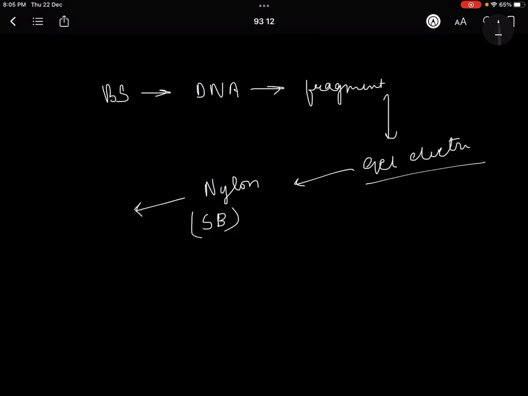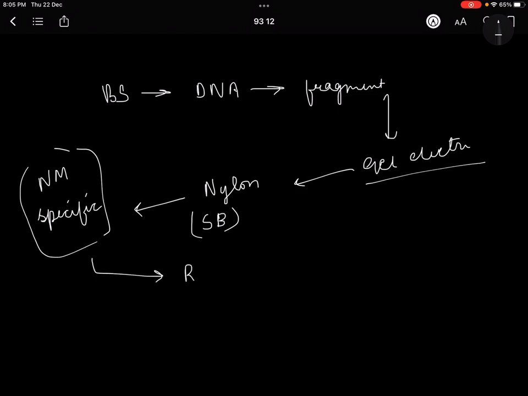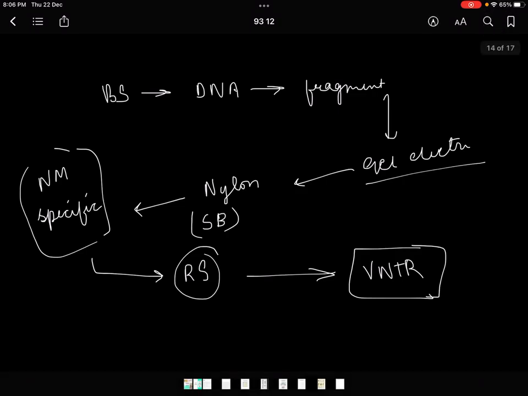Then they bind themselves on the nylon membrane in a specific sequence. You can just skip this part, that on the nylon membrane they attach themselves in a specific sequence. Then a radioactive substance is mixed to this nylon membrane and the film is exposed, and that film is the VNTR. So this is the whole procedure, guys.